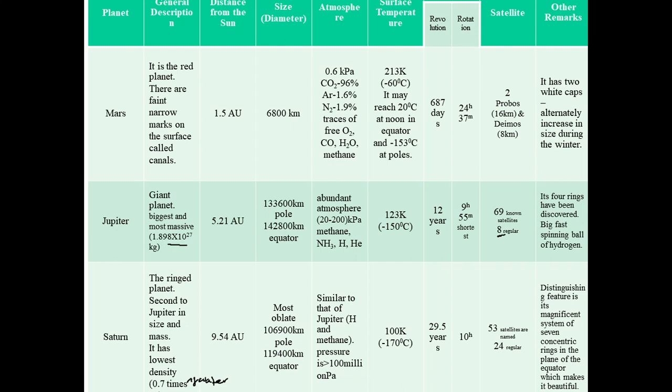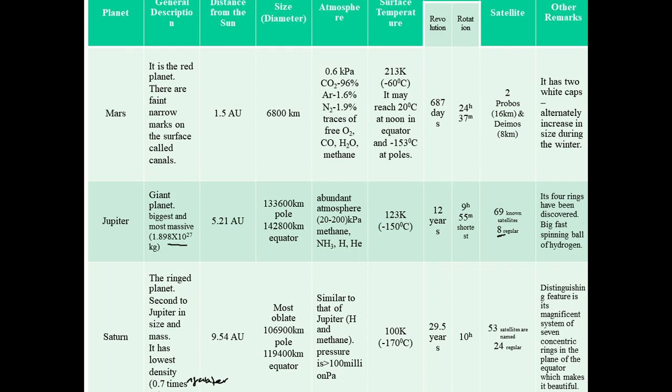Also, it has an atmosphere similar to that of Jupiter. The main elements in the atmosphere of Saturn are hydrogen and methane, and the atmospheric pressure is a little greater than 100 million pascals, not milli, 100 million pascals. And the surface temperature is 100 Kelvin, that is minus 170 degrees Celsius.